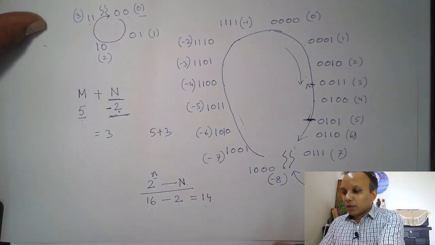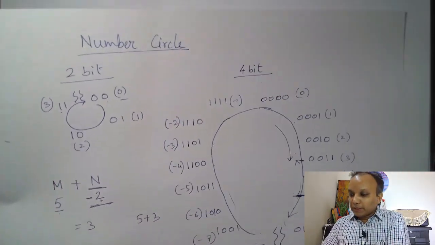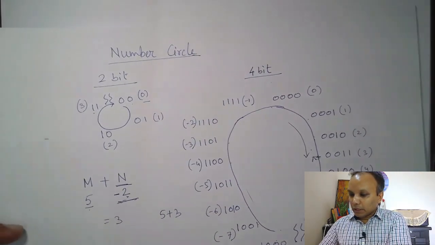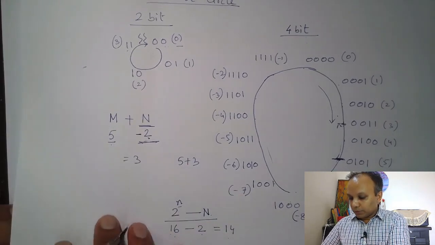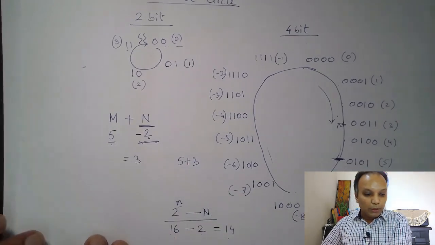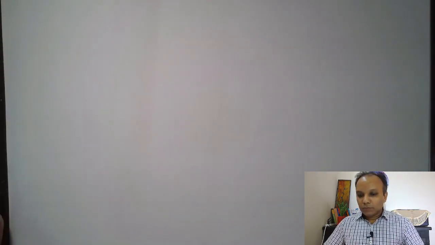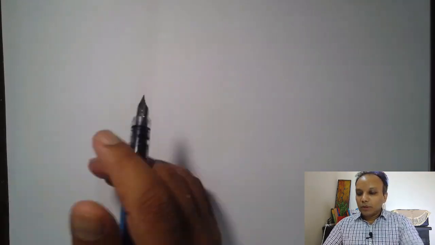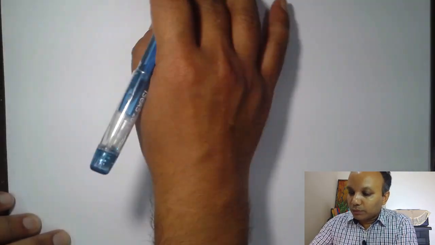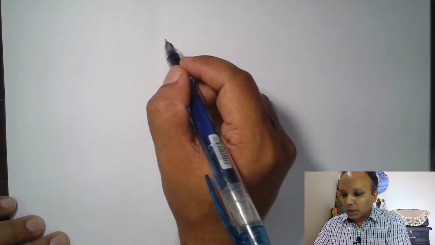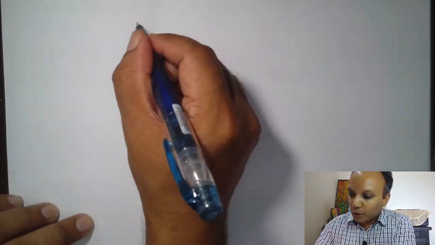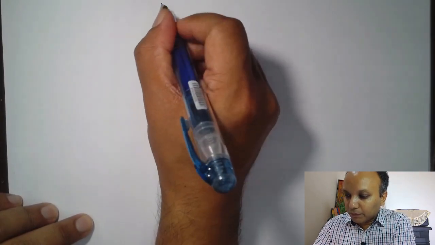Okay. So now with this number circle in mind, let us move ahead and discuss the 2's complement notation. This 2's complement notation is one of the most important and very widely used notations for representing negative numbers.